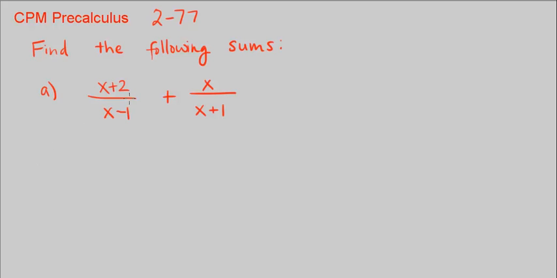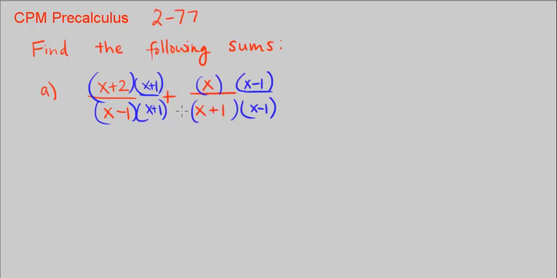Remember the trick is, when you have one rational expression, we want to multiply by 1 represented as the other denominator being numerator and denominator. So basically we want to multiply the left side by x plus 1 over x plus 1, and the right side by x minus 1 over x minus 1. Because this will give us a common denominator and allow us to go ahead and add the numerators.